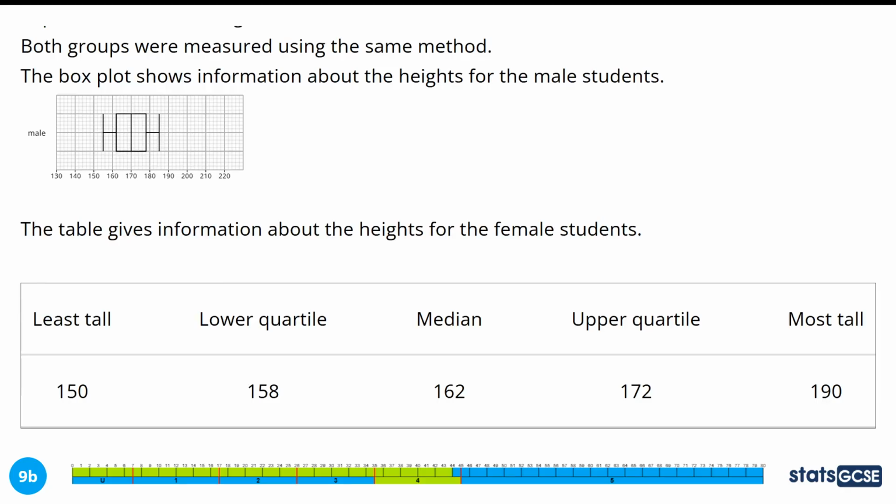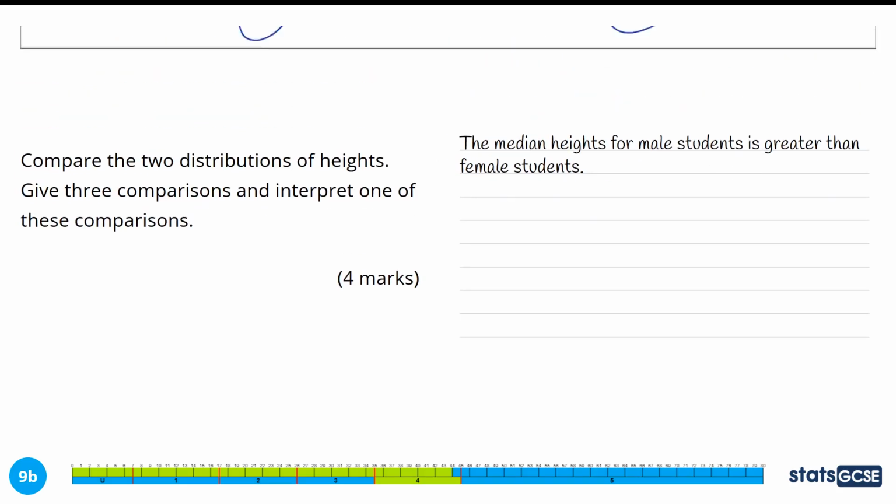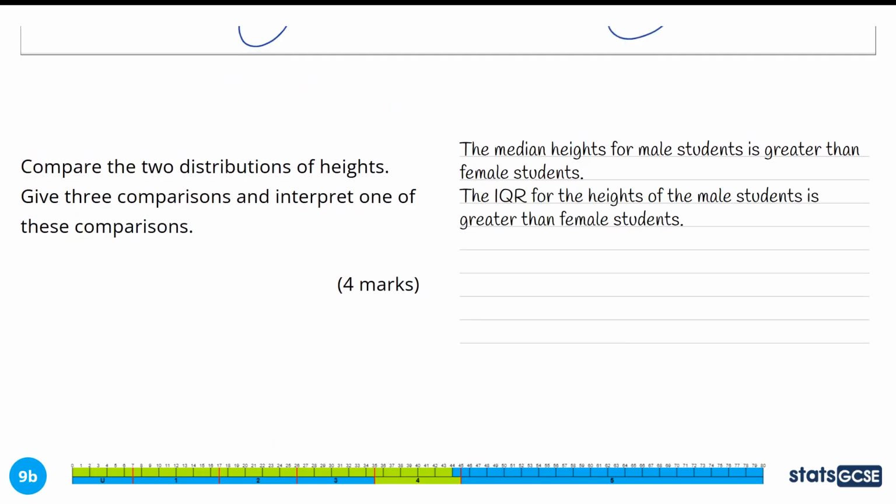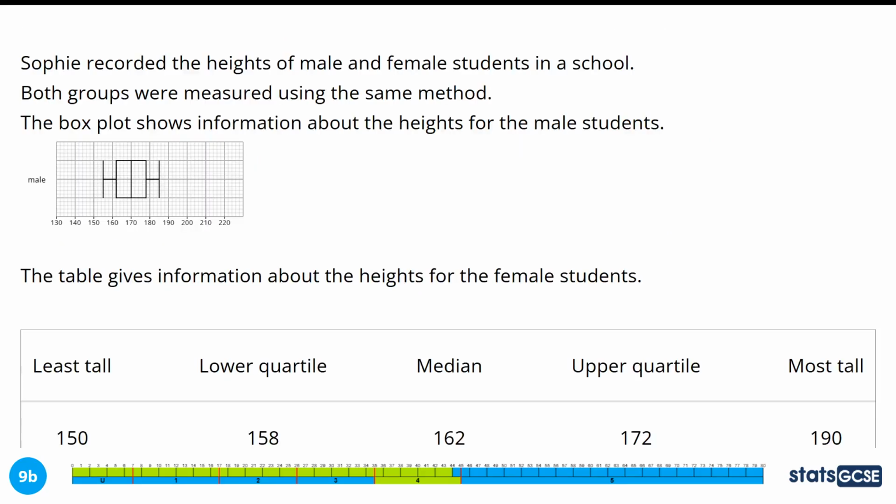Next we're going to compare the interquartile ranges. So the interquartile range for the males was 178 take away 162, so that's 16, and for the females it's 172 take away 158, so that's 14. So we're going to say that the interquartile range for the height of the male students is greater than the female students.